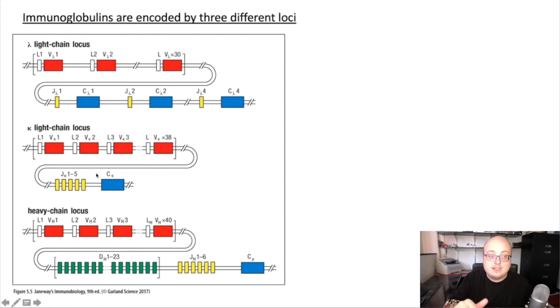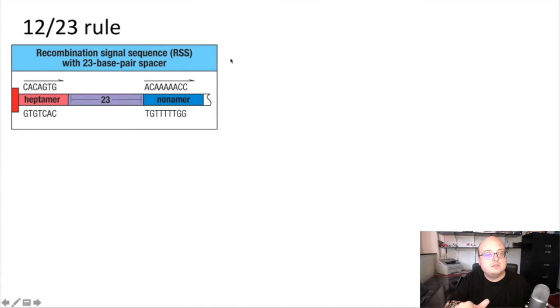Well, each of these segments is flanked, or juxtaposed in the genome, to something that we call a recombination signal sequence. This is the cue to the DNA recombination enzymes that, hey, this is a place where I can recombine gene segments together. So what does a recombination signal sequence look like? Well, recombination signal sequences come in two forms. They're the same thing, but they're two different structures.